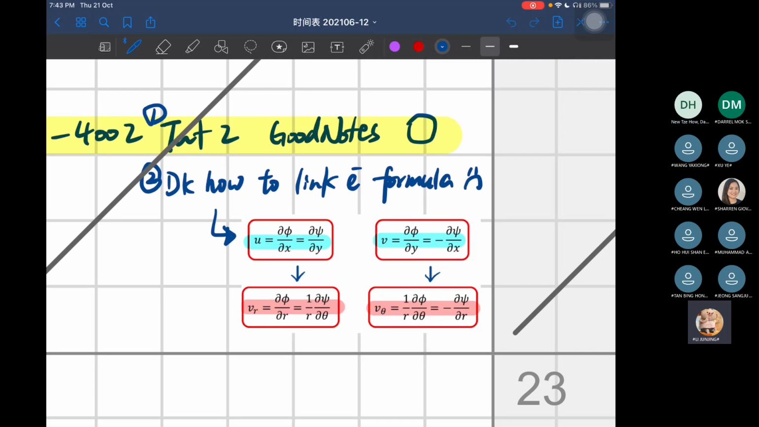I know it can be a little bit confusing, but it is common. It's a common thing for students to memorize the simple ones.